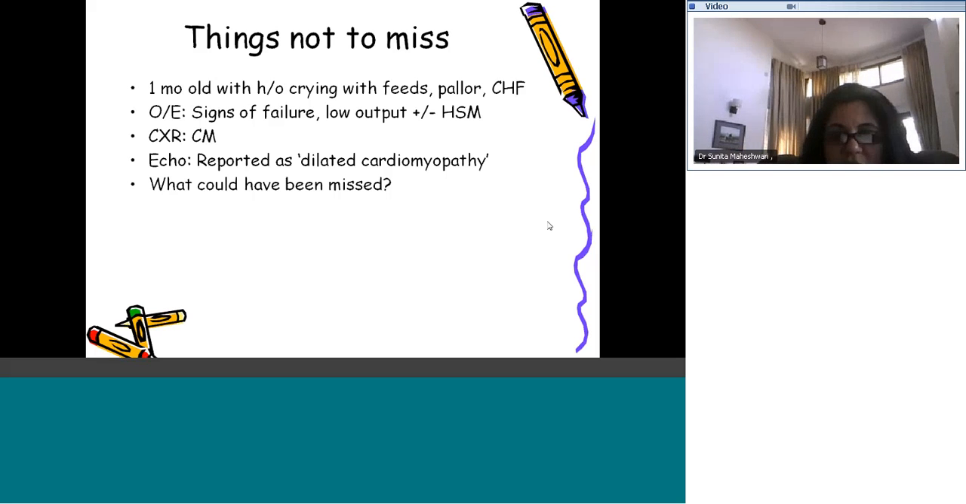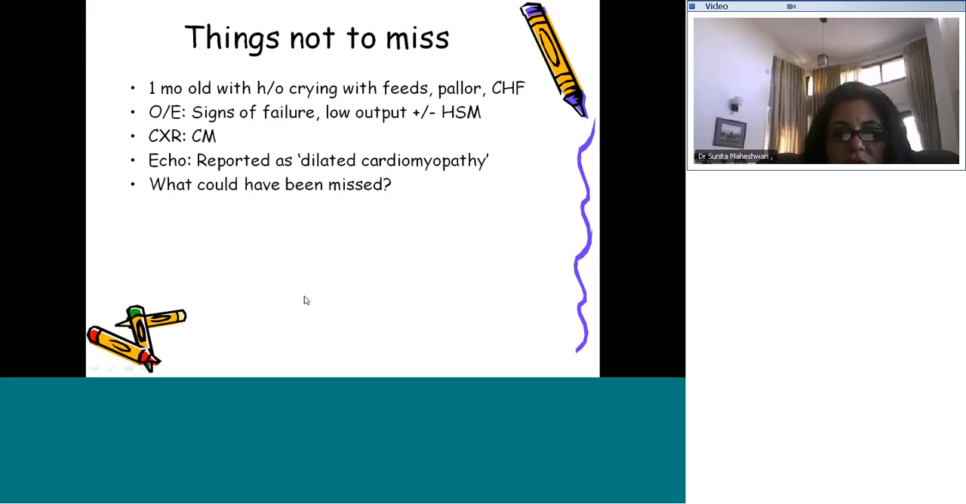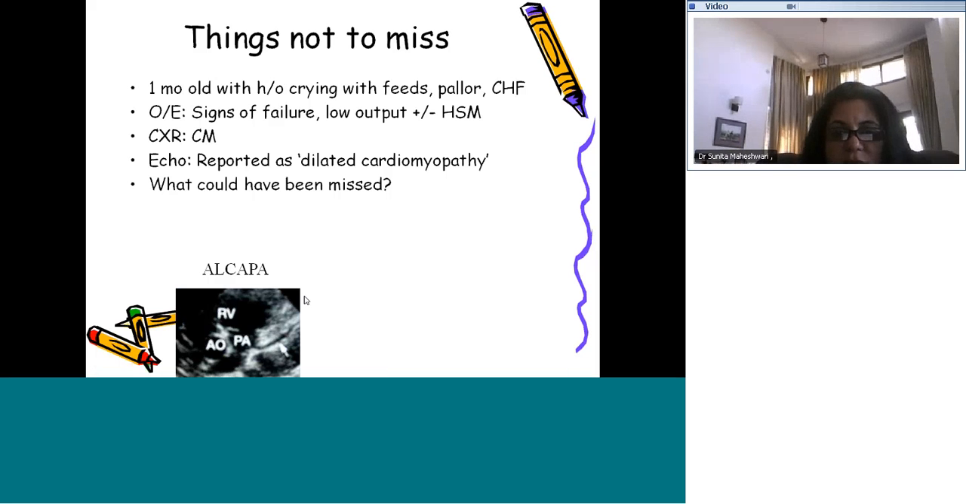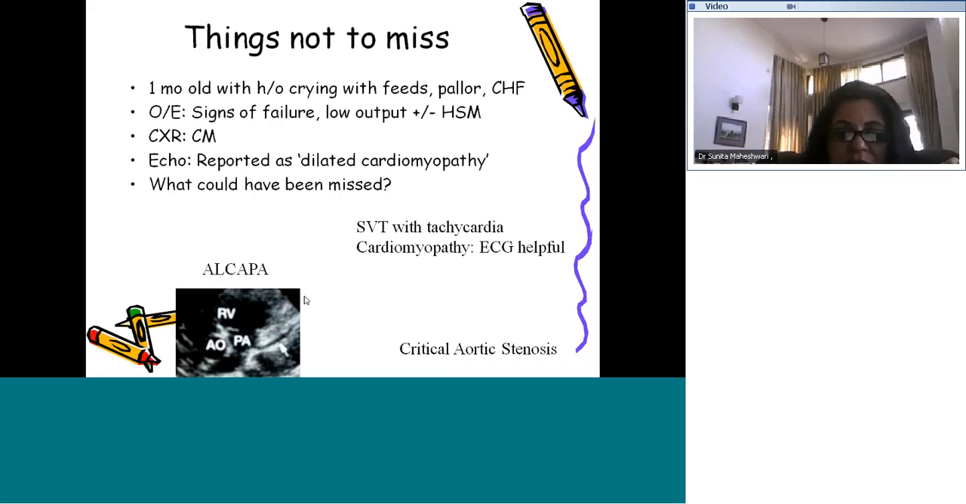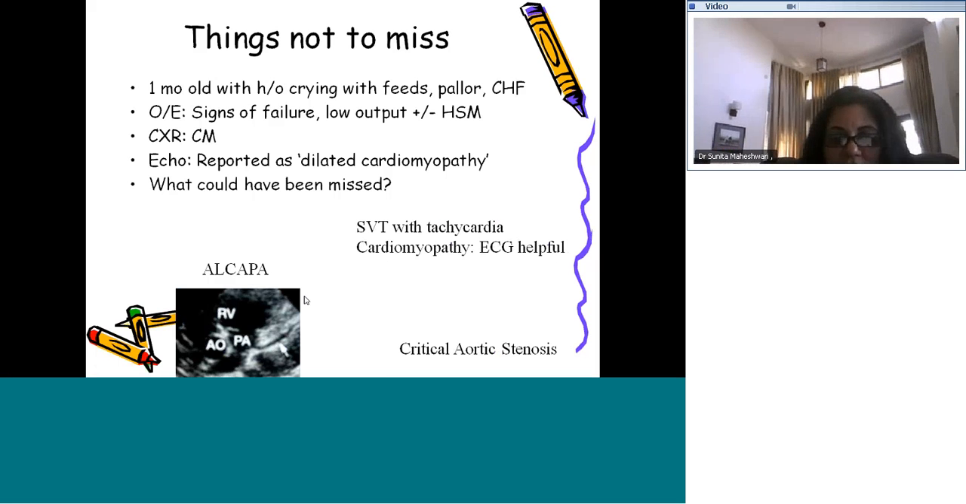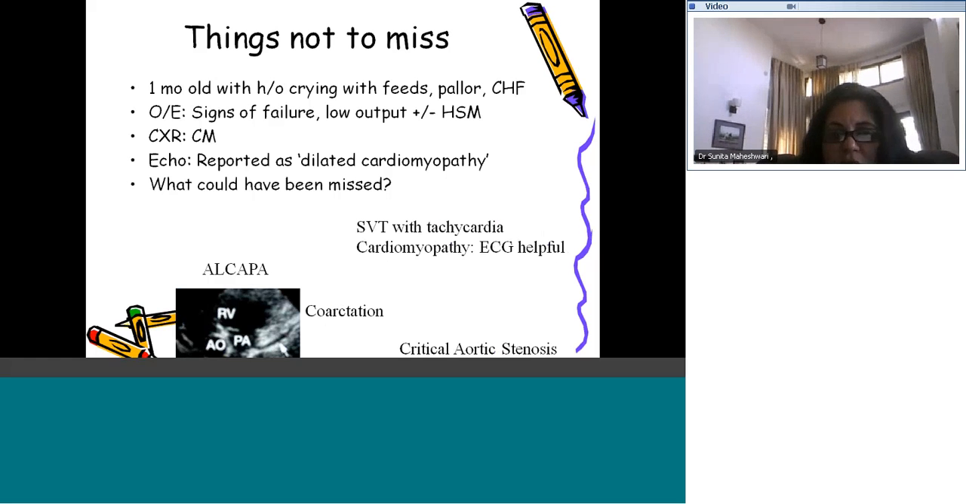Yes, coarctation is one of them, ALCAPA is one of them, and critical aortic stenosis. You need to make sure you're looking at your coronaries very well, you're looking at your arch very well, and look at the aortic valve. Even if you don't get a gradient across the aortic valve, if the jet is very narrow and you don't have much antegrade flow, think of critical aortic stenosis. And of course, coarctation. Again, tachycardia-induced myopathy. So an ECG is always helpful in these kind of patients.